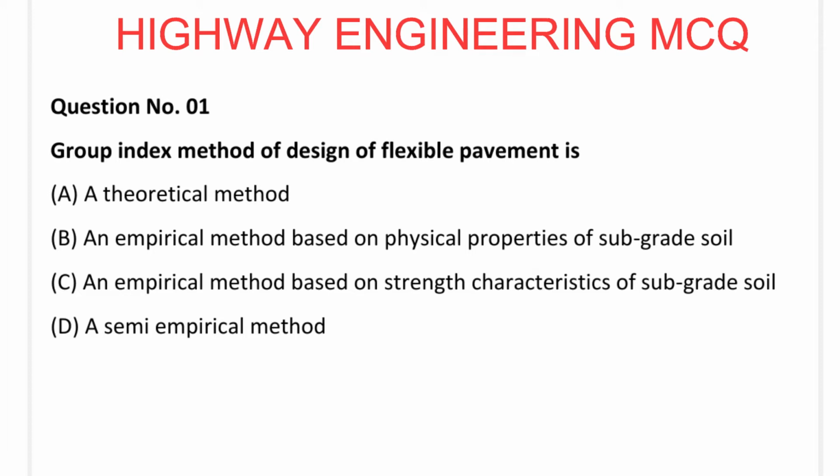First question: the group index method of design of flexible pavement is option A, theoretical method; option B, an empirical method based on the physical properties of subgrade soil; C, an empirical method based on the strength characteristics of subgrade soil; option D, a semi-empirical method. So the answer is B, an empirical method based on the physical properties of subsoil.